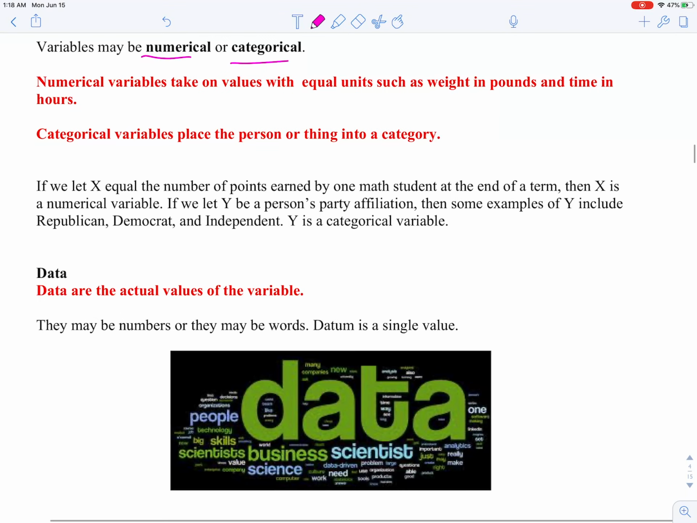All right, another important term, data. We're going to use that word a ton through this class. So data are the actual values of the variable, right? So if we count how many cars each family has, then the answer could be 0, 1, 2, 3, etc. That's the data. In this case, they may be numbers or words. We just talked about that, either numerical or categorical data. The word datum is a single value.